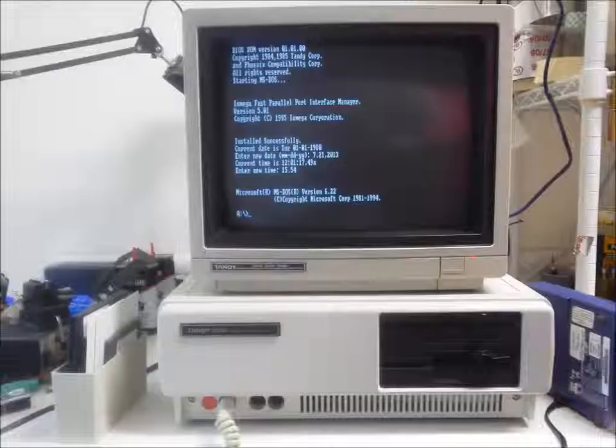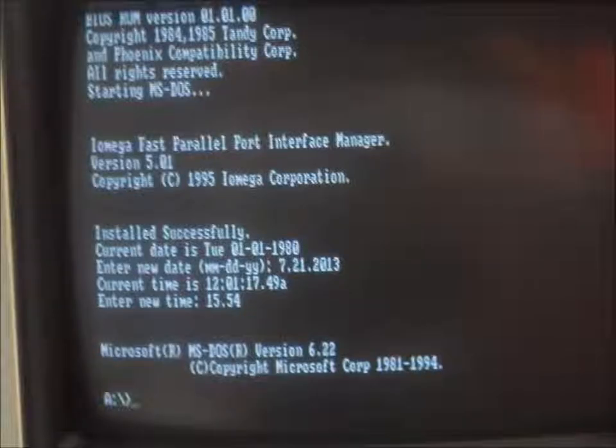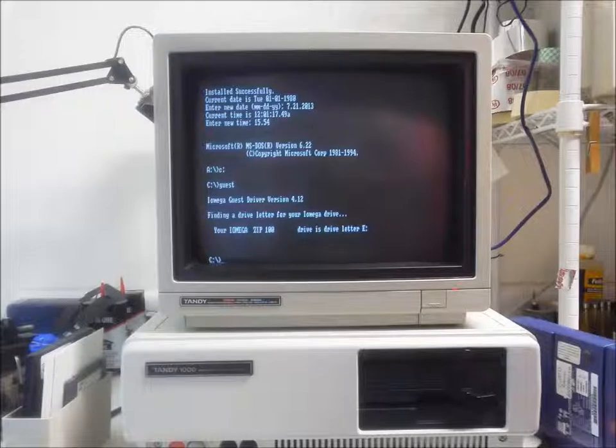ASPIPPM1.sys and a copy of Guest. With the disk in the drive, powering on the Tandy resulted in successfully loading the device driver and the A prompt. Invoking Guest at the command prompt was also successful, displaying the attached drive model and assigning a drive letter.